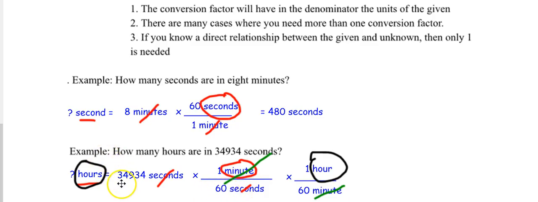So what is, ready? 34,934 divided by 60. I'm not done yet. Well, where's this 60? It's also in the denominator. So what else am I going to do again? I'm going to divide. So take your answer here, hit your divide button, and divide by 60 again. And what do you get?